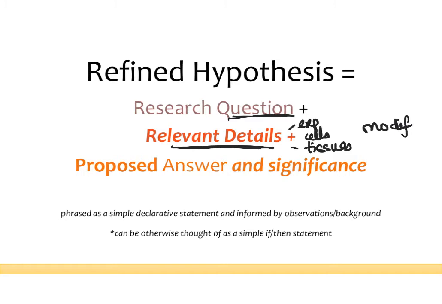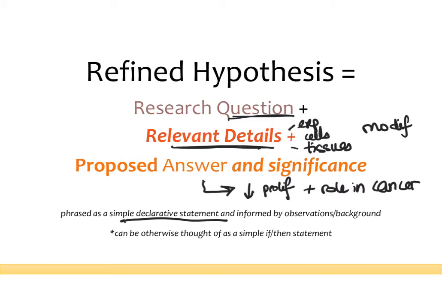And then for the answer piece, you would want to give, well, I think p53 increases proliferation or decreases proliferation. But you would also maybe want to say a little bit about why that matters to you, right? Because why should someone care about your hypothesis? It's important to tell them why they should care. And so the significance of this would be that it has a role in cancer. And so you might want to mention that in your hypothesis. And again, this will be phrased as a simple, declarative, very, very clear statement that is clearly testable. So let's look at some examples of this.